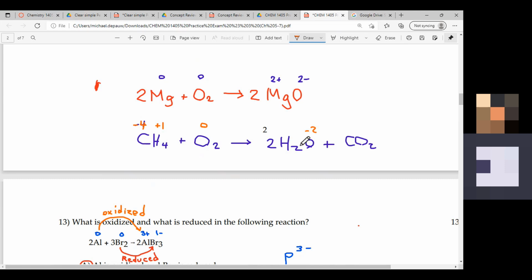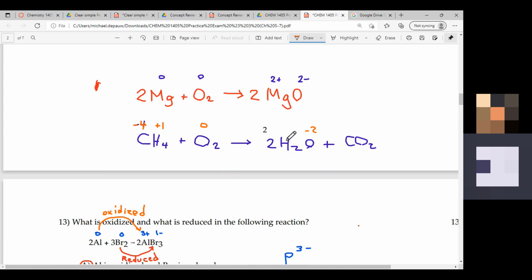There's very few exceptions. If it's reacting with fluorine, fluorine's more electronegative than oxygen, so fluorine will take the electrons it wants from oxygen. But oxygen is the second most electronegative element in the periodic table, so usually what it wants, it gets. So it's usually going to be a -2.